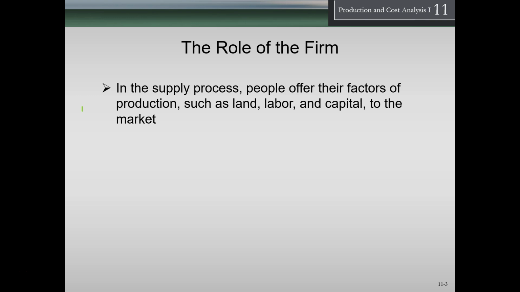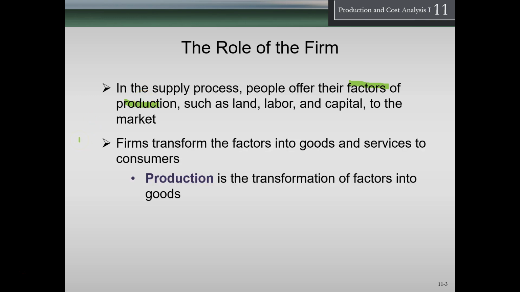In the supply process, people offer the factors of production such as land, labor, and capital to the market. So the individuals, the households, are the ones that actually offer the factors of production. And of course, what happens then is the firm transforms the factors into goods and services for consumption. So the individuals are the ones providing the factors of production. The firm is the one that's going to take those factors of production and produce something from them.